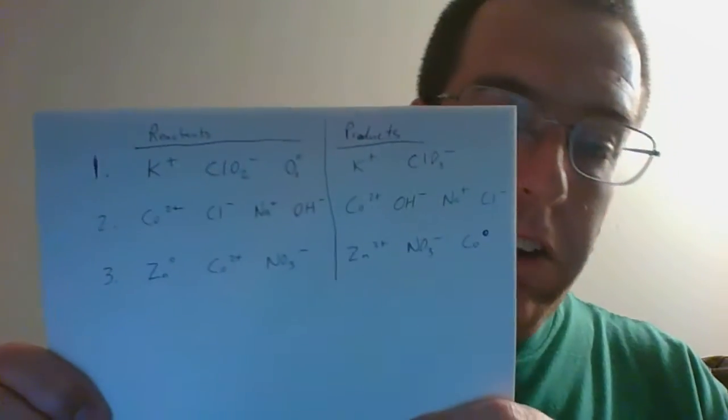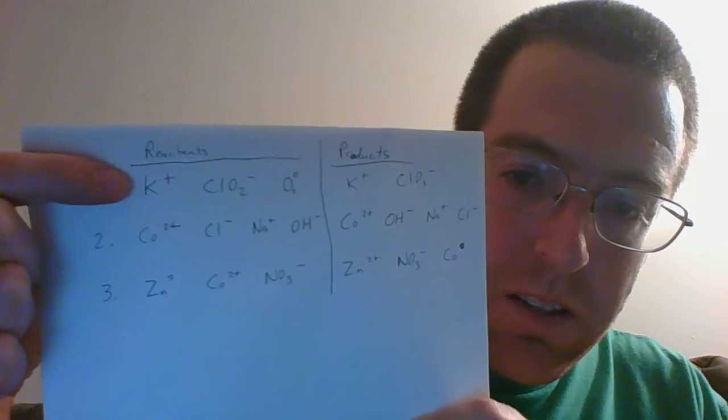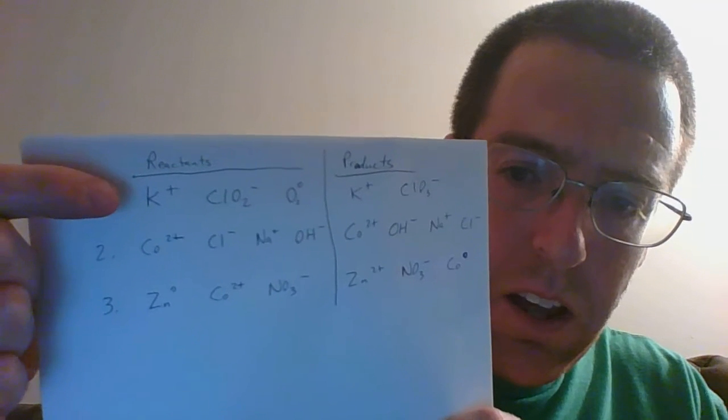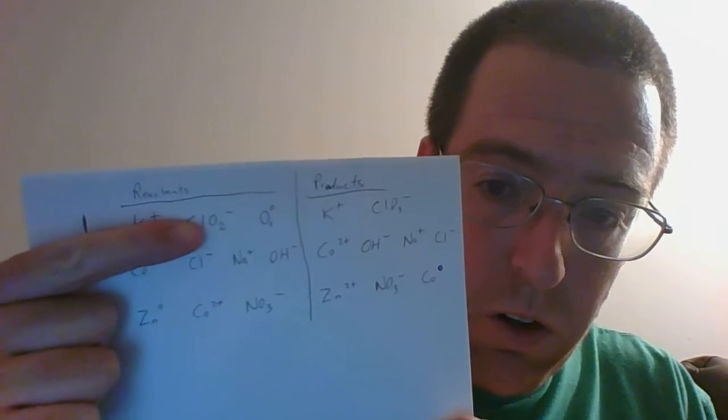Okay, so for question number 2, the first thing that you want to do is try to separate the compounds into their ions. All right. So I've done that for you guys here. So in the reactants, potassium chlorite, you're going to get potassium ions, which have a +1 charge, chlorite, which has a negative charge.